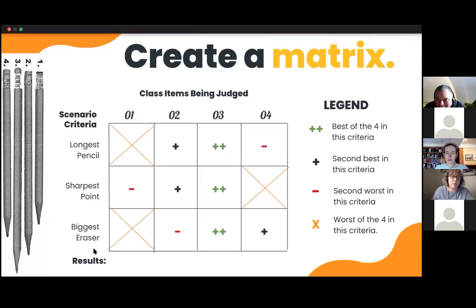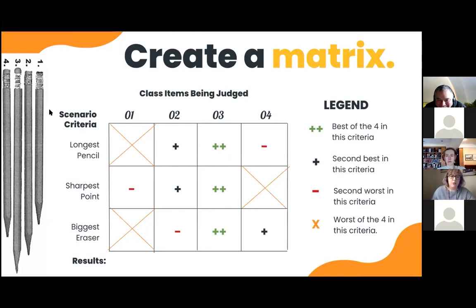And when we're talking about the biggest eraser, number 1 has just been gnawed down to the veriest bit. So number 1 is the worst out of the 4. It's got the smallest eraser, so it'll get an X. And then number 3, oh, it just looks pristine. No one's been nibbling on that eraser. So number 3 has the biggest eraser, and we would give that one 2 thumbs up.